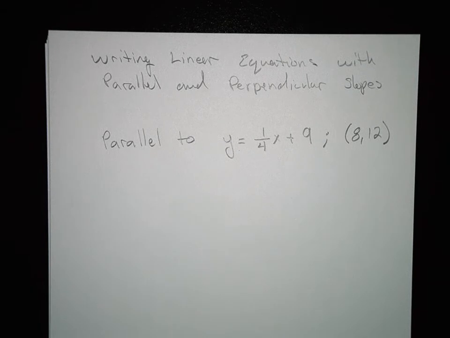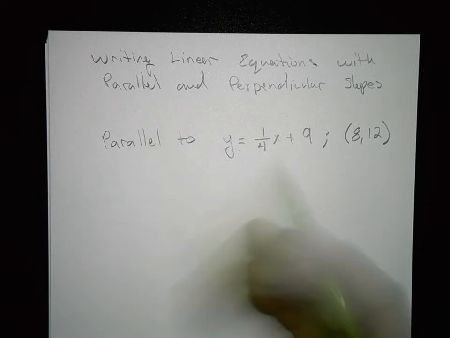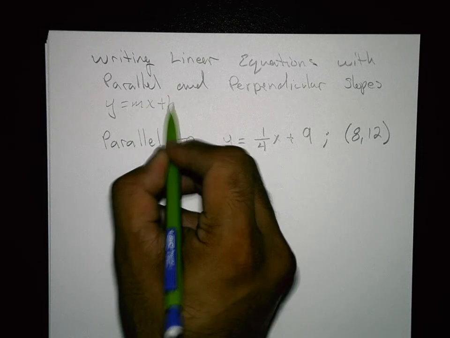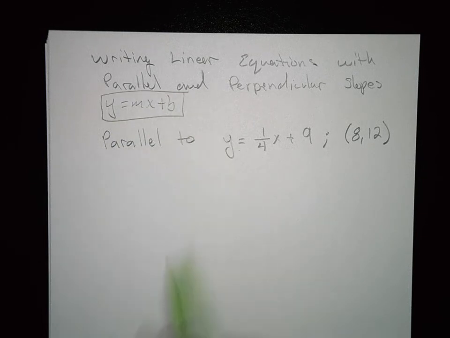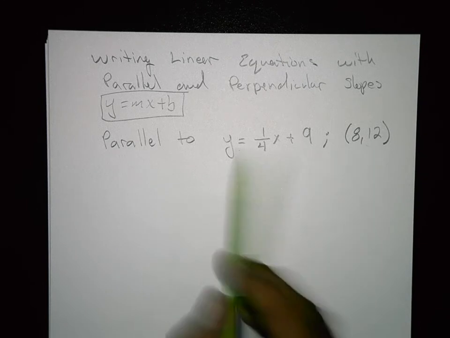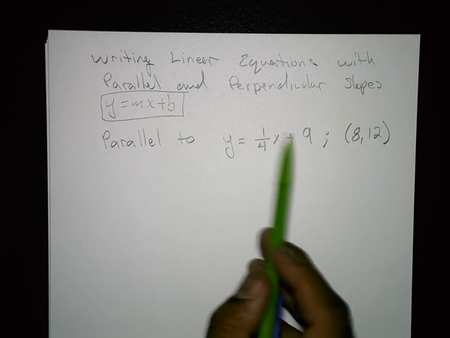Here we're looking at writing linear equations given a parallel line. So basically what they're saying is I want to write a linear equation, so I want my answer to be in y equals mx plus b, okay, slope-intercept form. And they're giving me some information. They're telling me write the line and it goes through this point, (8, 12), that passes through that point, and it's parallel to this line. Okay.